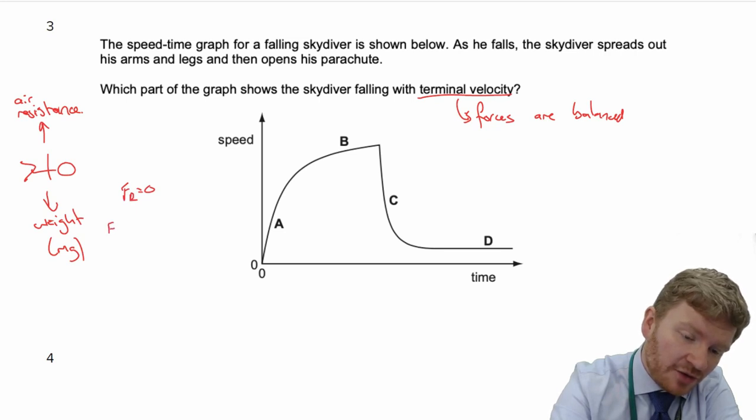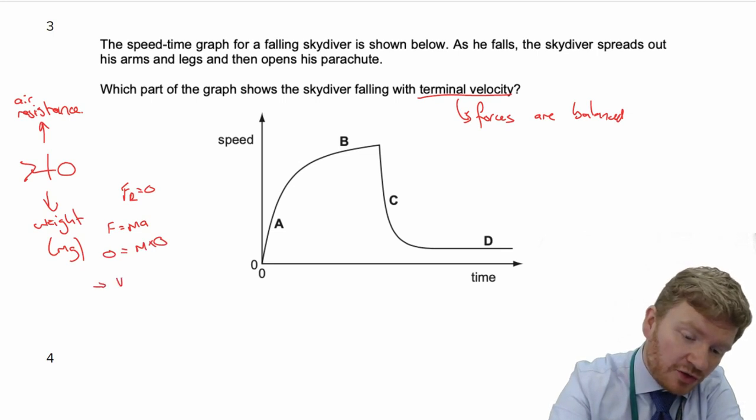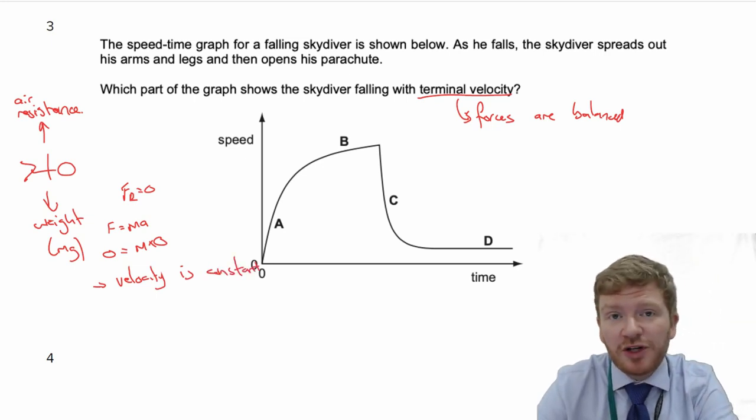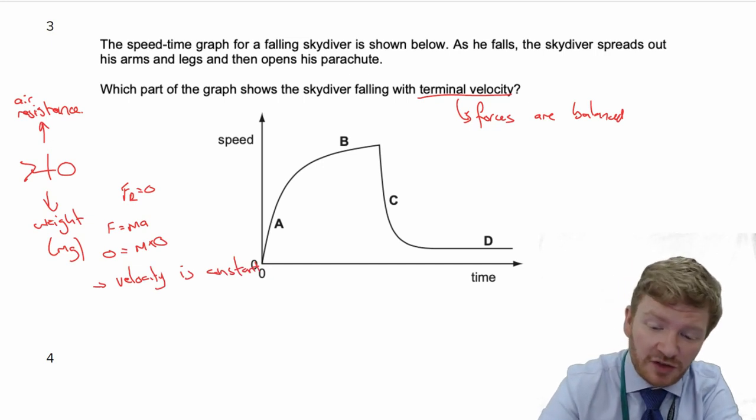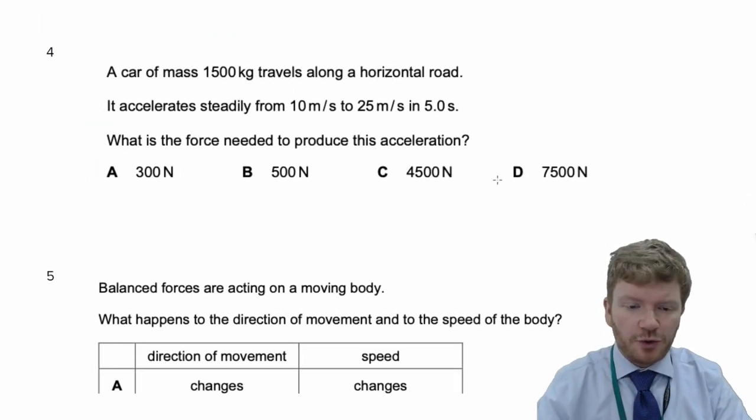Because F is equal to mass times acceleration, if F is zero, acceleration must be zero, which means that velocity must be constant. So this is a speed-time graph, so I'm looking for a period with constant speed, so it's got to be D over there.